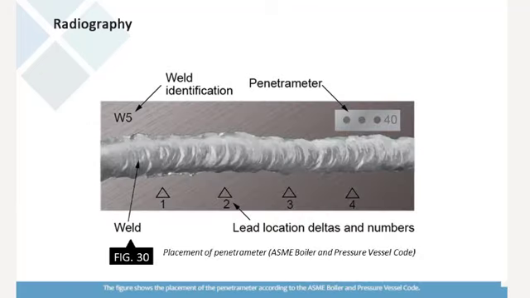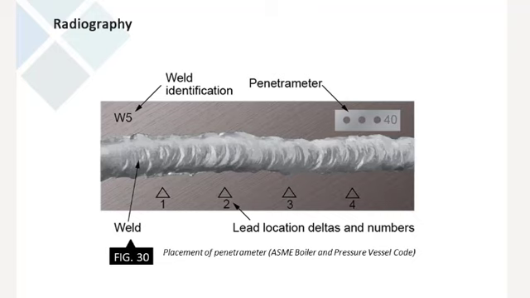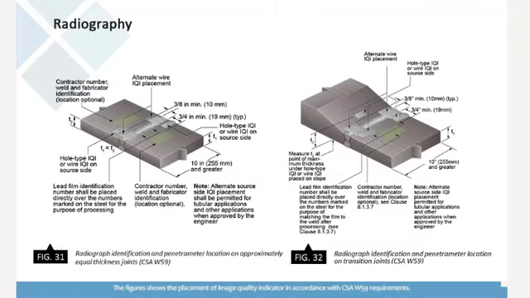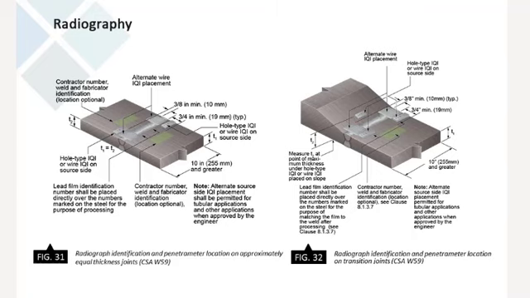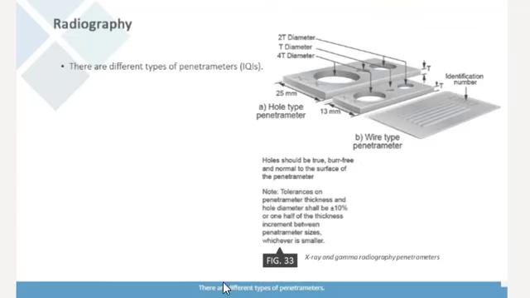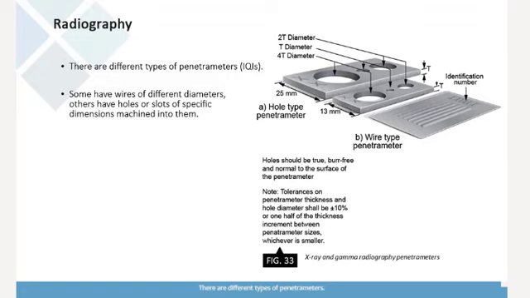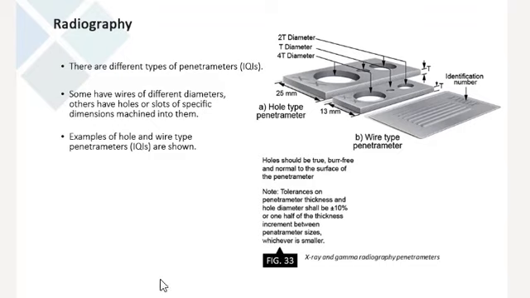The figure shows the placement of the penetrometer according to the ASME Boiler and Pressure Vessel Code. The figures indicate the placement of the image quality indicator in accordance with CSA W59 requirements. There are different types of penetrometers. Some have wires of different diameters, others have holes or slots of specific dimensions machined into them. Examples of hole and wire type penetrometers are shown in the figure.